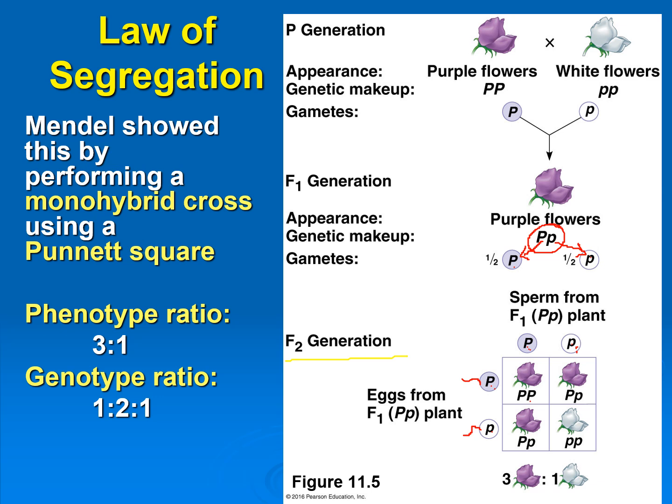If we look at our phenotypes, you can see that there are 3 purple offspring to 1 white offspring. So that would be our phenotype ratio, 3 to 1. Then for our genotype ratio, we look at what the genotypes of our offspring are. We've got one that is homozygous dominant, 2 big P's. There are 2 that are heterozygous. And there's 1 that's homozygous recessive. So we've got a 1 to 2 to 1 genotype ratio.